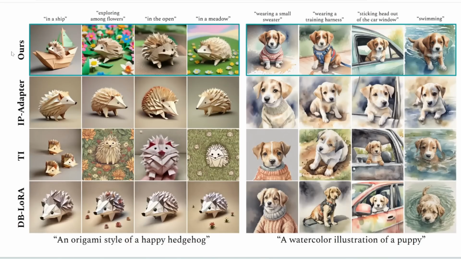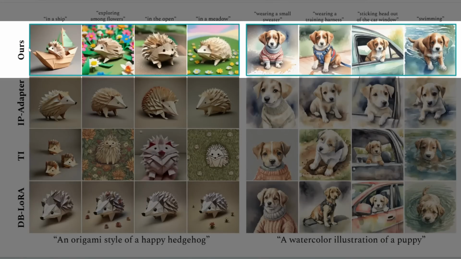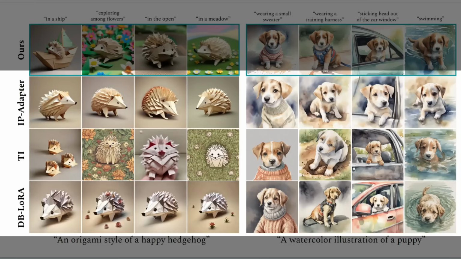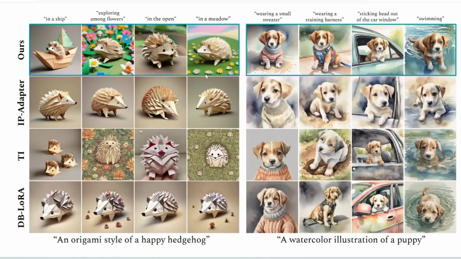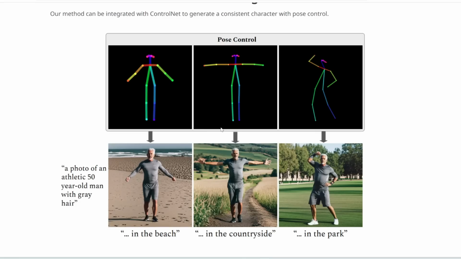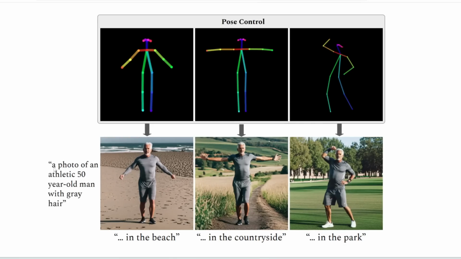Now, as you can see here, if you compare their new method, Consistory, with existing methods that generate consistent characters, you can see that this new one performs a lot better in most cases, especially if you add in different components like changing the background or adding more objects to the image. Plus, you can also integrate this tool with ControlNet to control the pose of your character. So here's an example. First, if your prompt is a photo of an athletic 50-year-old man with gray hair, this is the man you get.